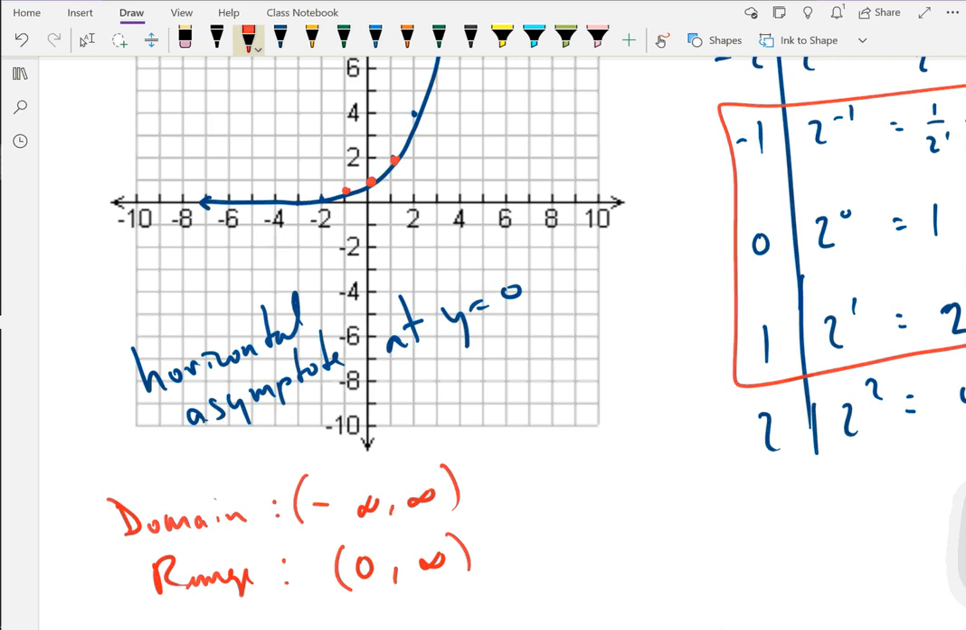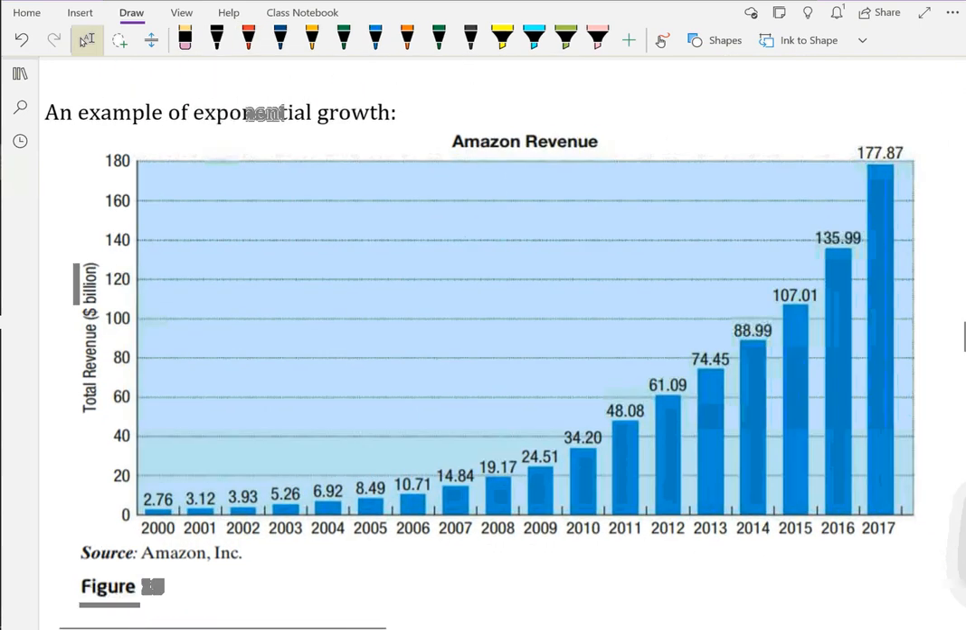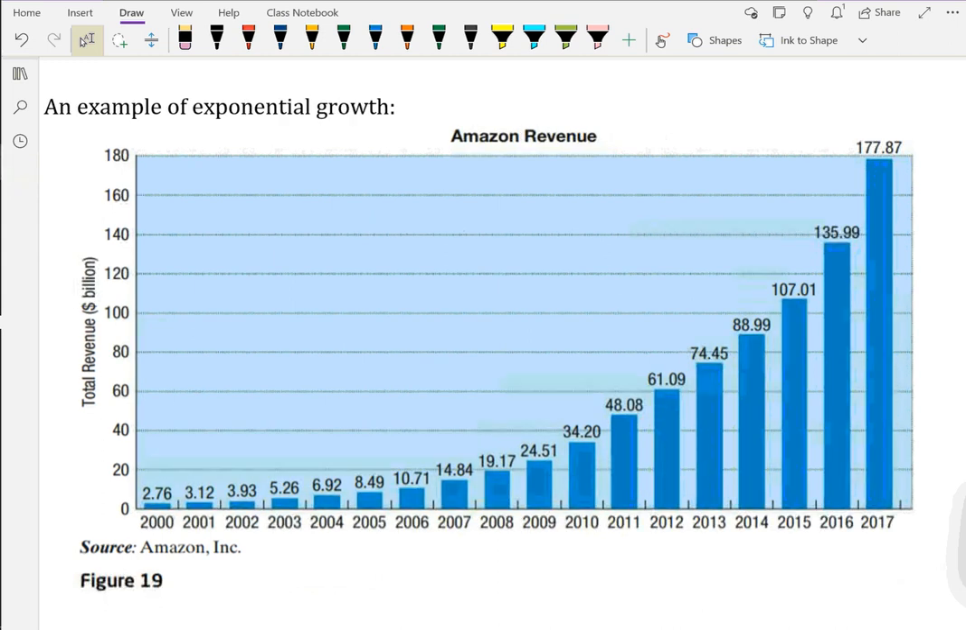Now, one example of exponential growth might be Amazon's revenue between 2000 and 2017. If this was linear, it would do something of this sort. If we follow this path along, it's shaping up like the exponential function. So this is just an example of how the exponential function could look. A lot of financial applications end up using our exponential growth features.